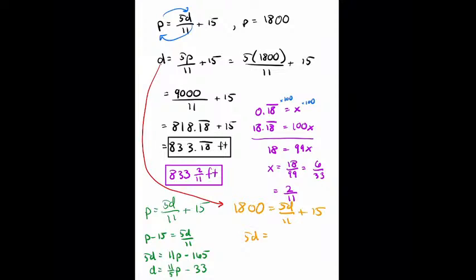So if we subtract 15 from both sides, we get 5d equals 1785. Subtract 15 over 11. You can. That seems like that gets kind of big fast. What I'm gonna do is say d equals 11 over 5 times the 1785. Right.